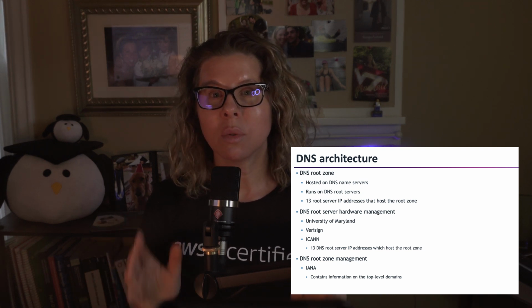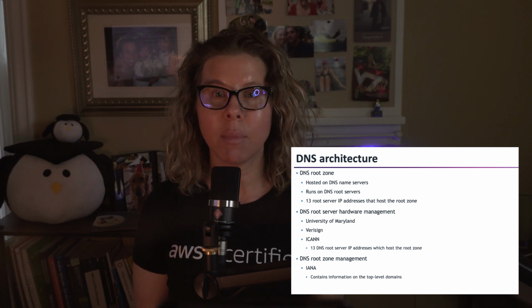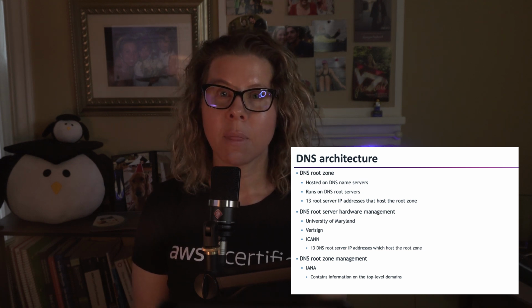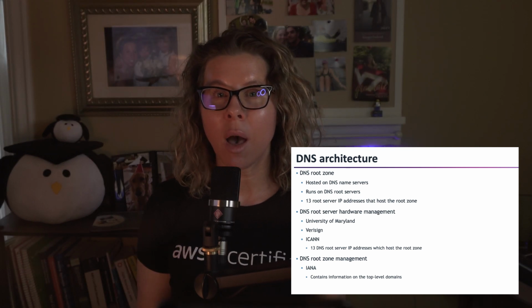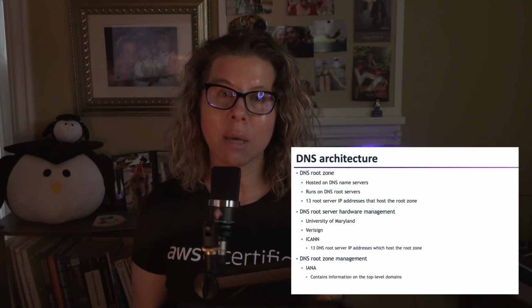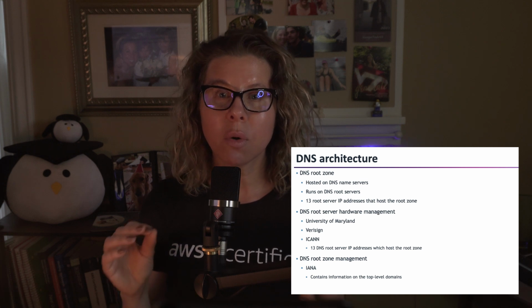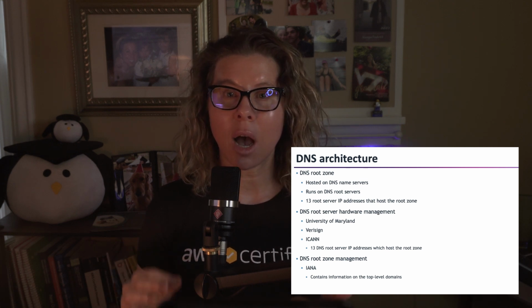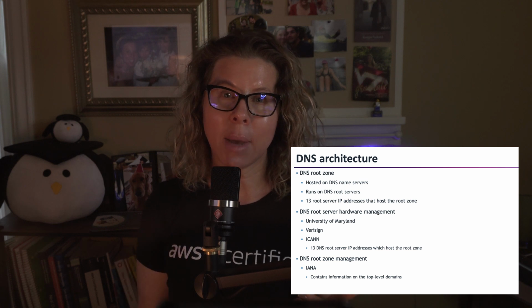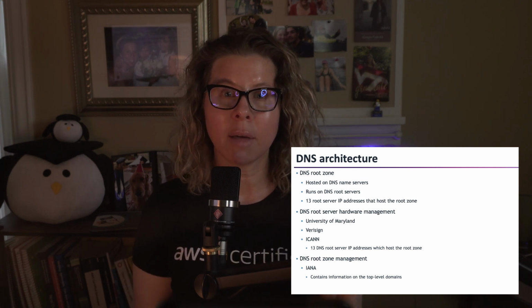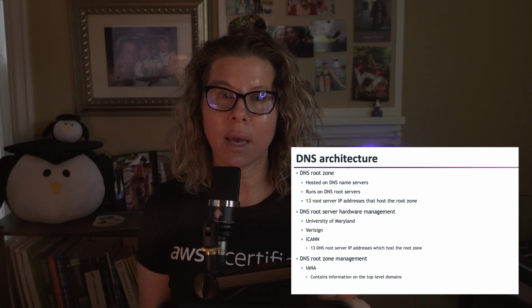The root zone simply points to the top-level domain registries. An example is that the root zone has an entry for .com, and that points to the name servers that belong to the registry that manages the .com domain. For example, IANA delegates management of the .com top-level domains to VeriSign.